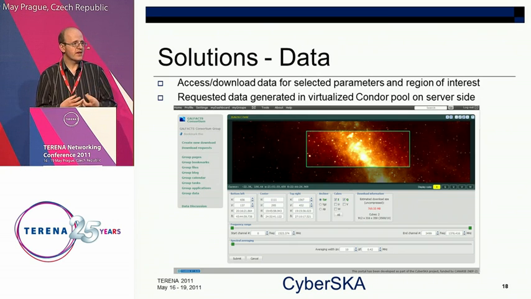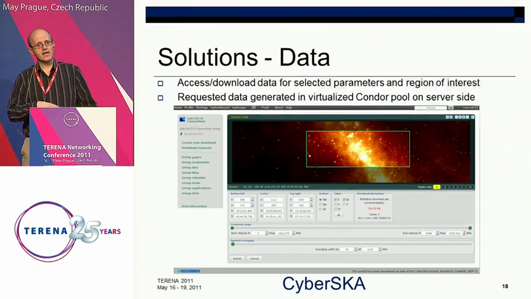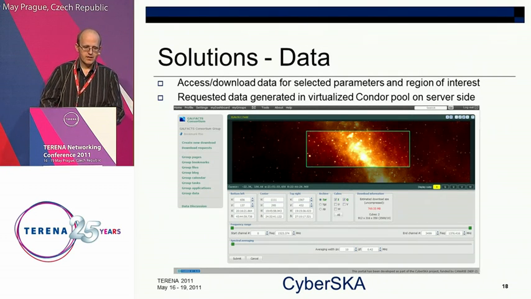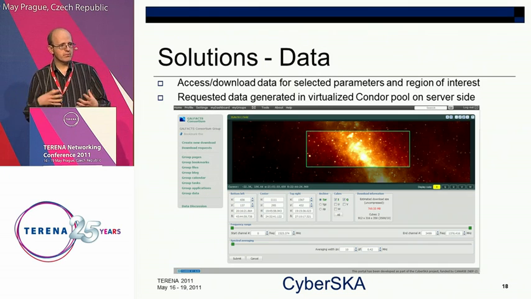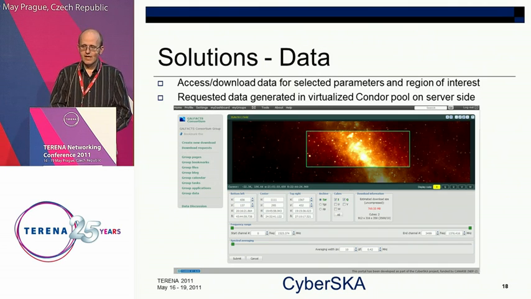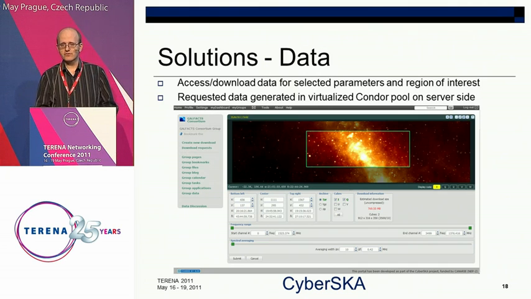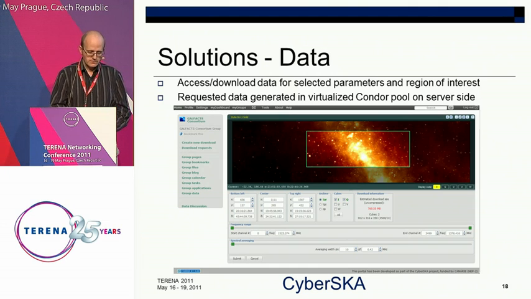And so there's an interface on site to interact with that data, to select a particular region of interest, to average over given channels, select the different parameters for that image that you might want. Then that gets submitted off to a virtualized Condor pool in the cloud that will then process and subset that data and make it available at a much reduced size for you to download and make use of.